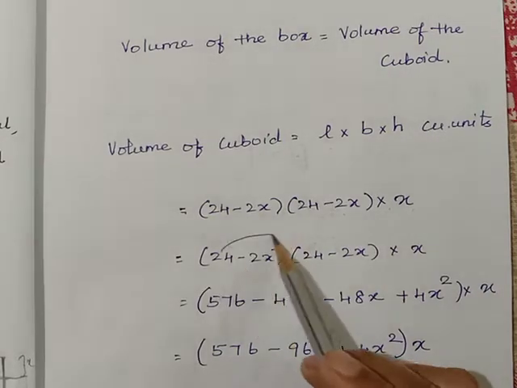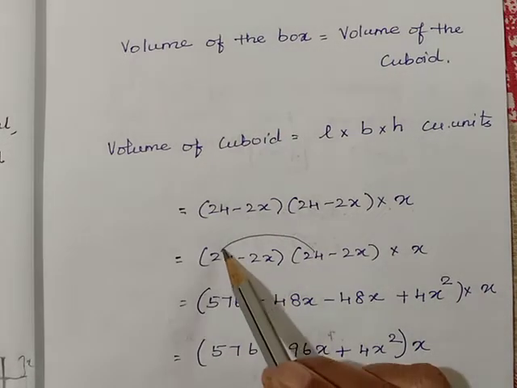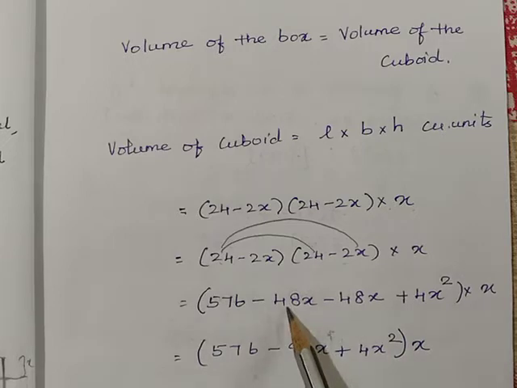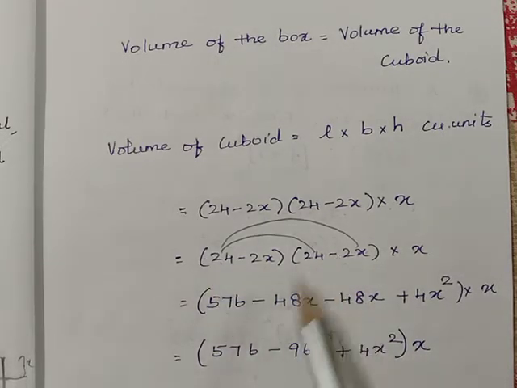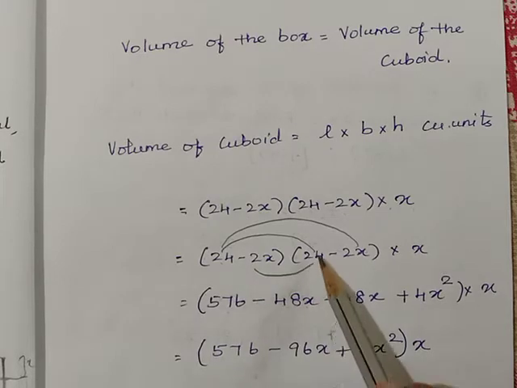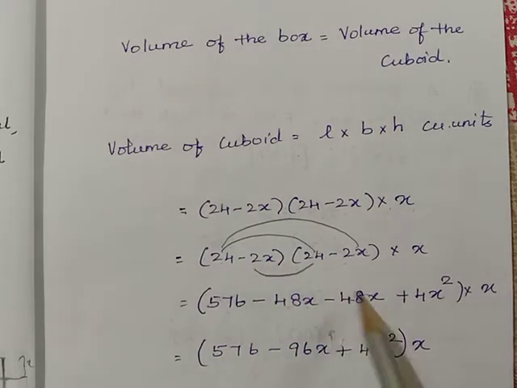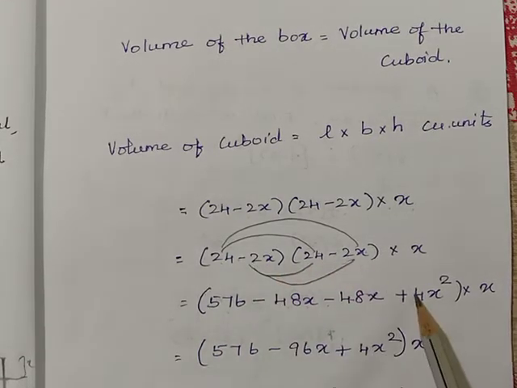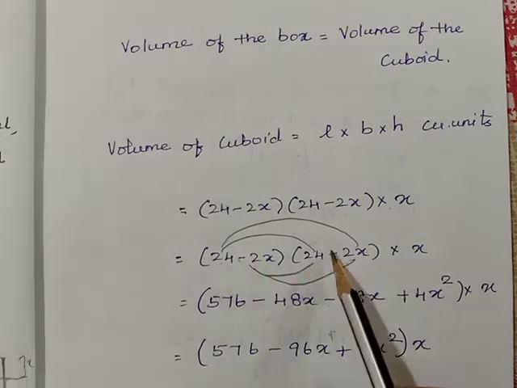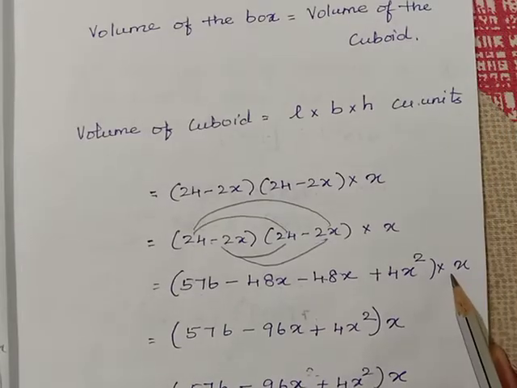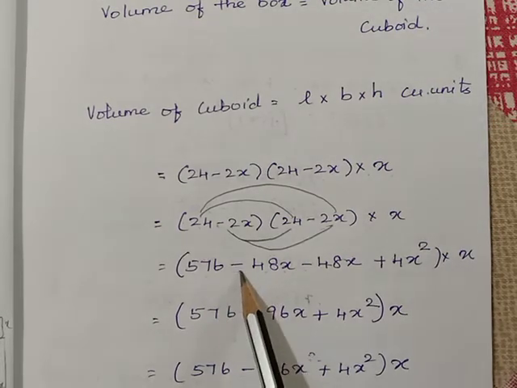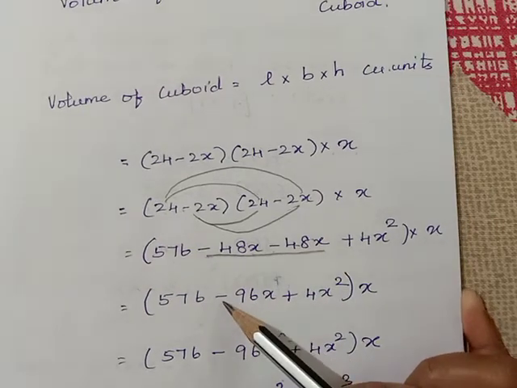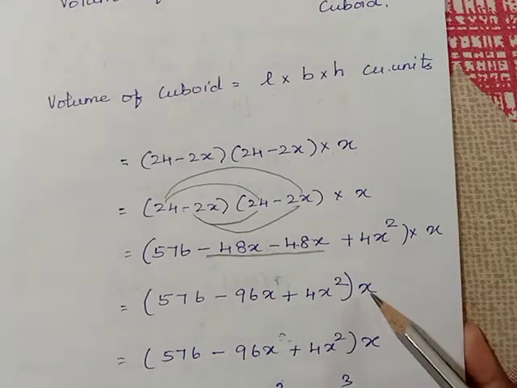The next step, 24 into 24, 576. 24 into minus 2x: first multiply the numbers, 24 into 2, 48, remaining x, plus into minus, minus. Next is 24 into 2, 48, remaining an x, minus into plus, minus. Next 2 2s are 4, x into x, x square, minus into minus, plus. So 576 minus 48x, same sign, add and write the sign of the greater number, minus 96x plus 4x square, into x.